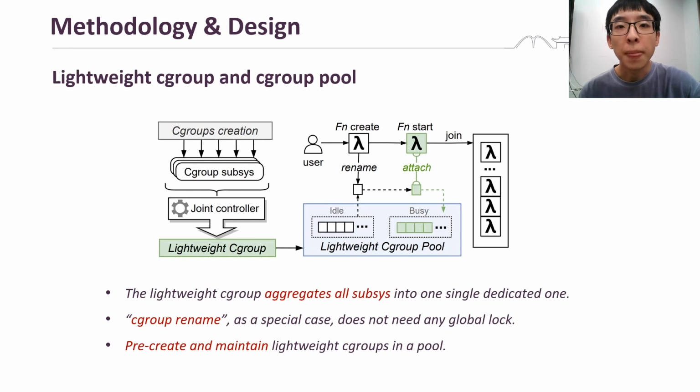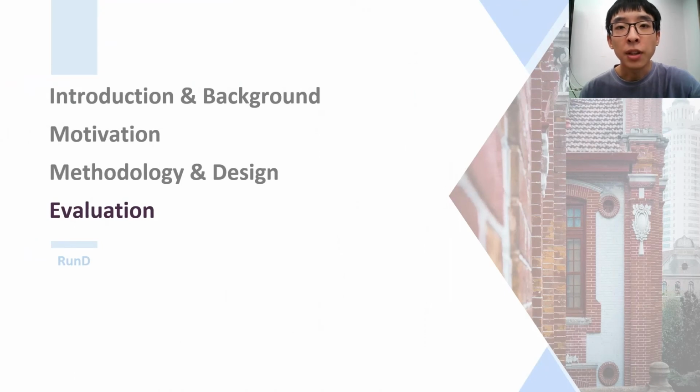The cgroup rename, as a special case, is a lightweight operation without acquiring any global lock. Cgroup pool with renaming eliminates the time-consuming cgroup creation and initialization. For each created container, RunD simply allocates an idle cgroup, updates the state to busy, performs the cgroup rename operation, and then attaches the container to this renamed cgroup when the container is started. With the above designs, RunD can make serverless runtime more lightweight.